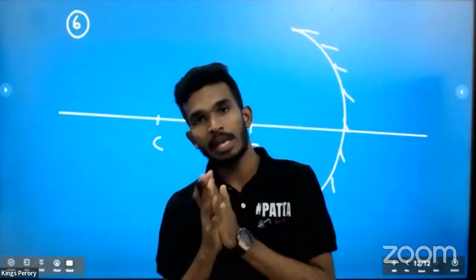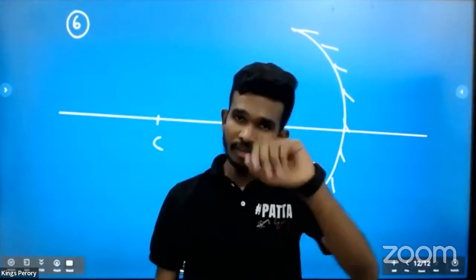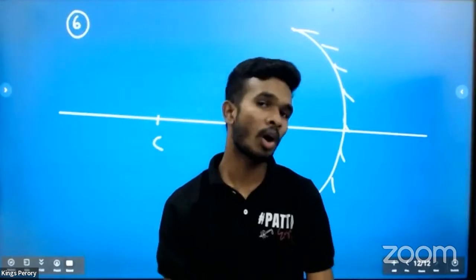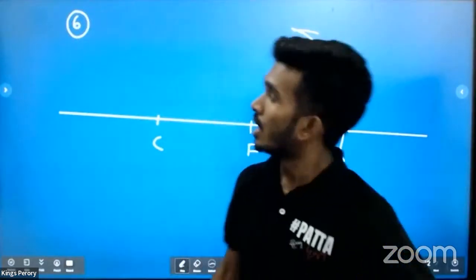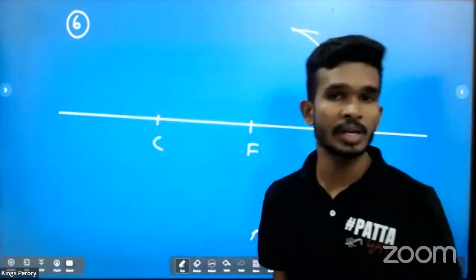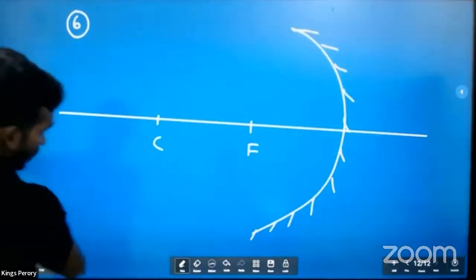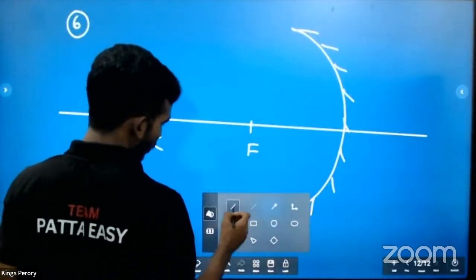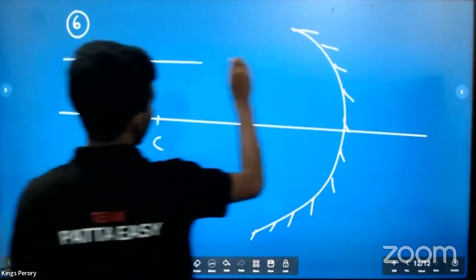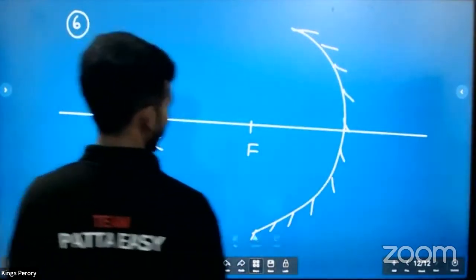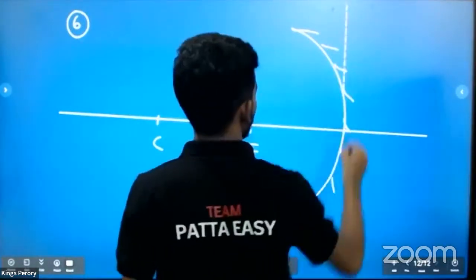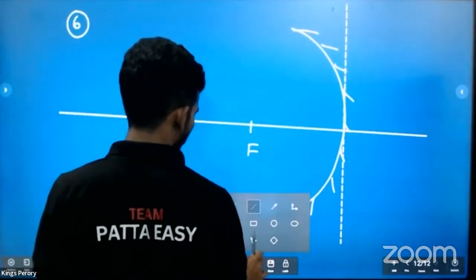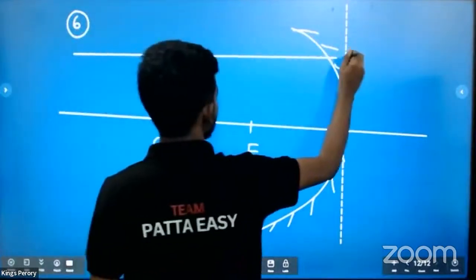When the object is placed at infinity, all the light rays coming from the object are considered as light rays which are parallel to the principal axis. So if I draw some parallel rays to the principal axis, I'll put a dotted line there. All the light rays coming are going to be parallel to the principal axis.